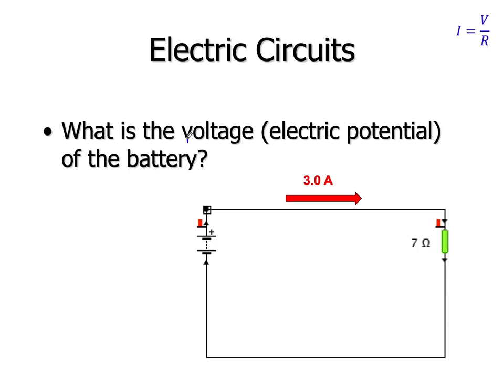The question is, what's the voltage or electrical potential of this battery? In other words, what is this potential? And you can very quickly take this equation right here and solve for voltage. Voltage is going to be equal to I times R, or in this case, the current 3 times 7. And we very quickly can figure out, oh, this must be a 21-volt battery, or the electrical potential is 21 volts. Okay?